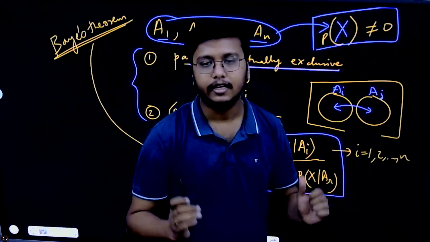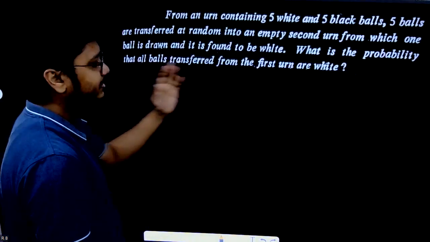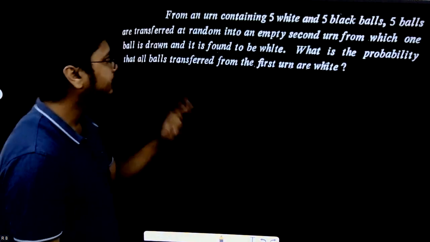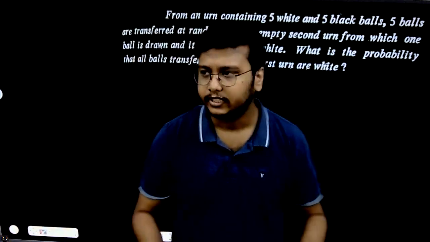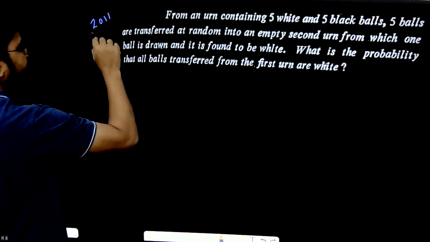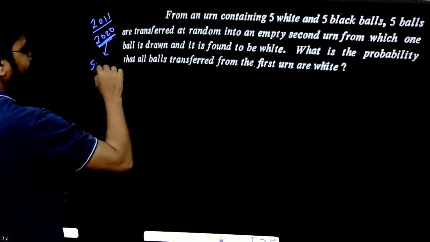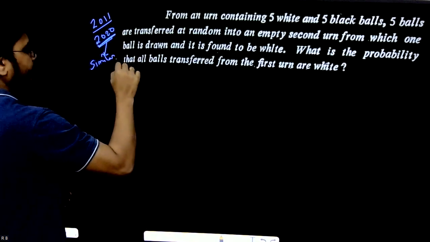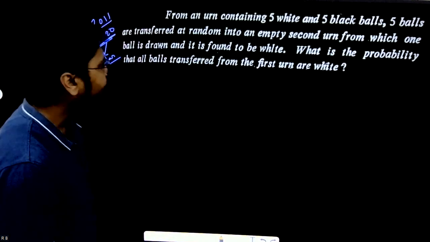Let's take a look into one of the sums. So this is one problem that we have. This is a very important problem. This question has come in Calcutta University in, I think, 2011, and a similar type of question has come in 2020, right? And it has come in many other exams also.